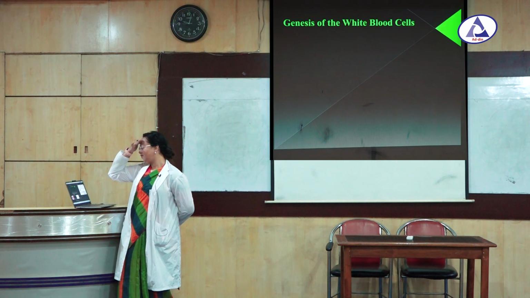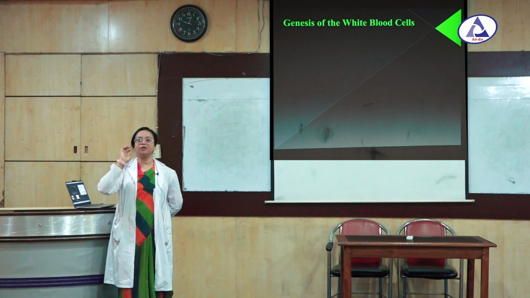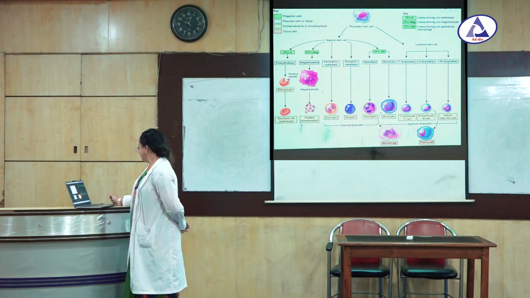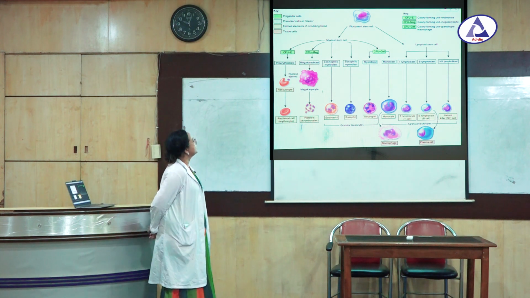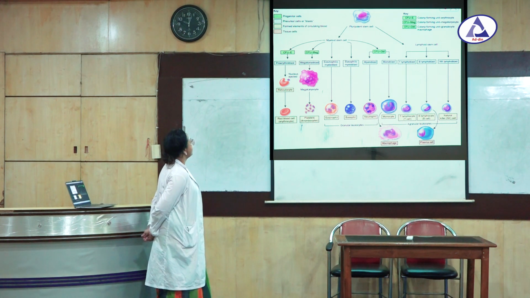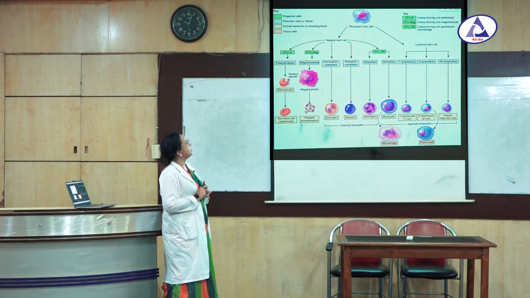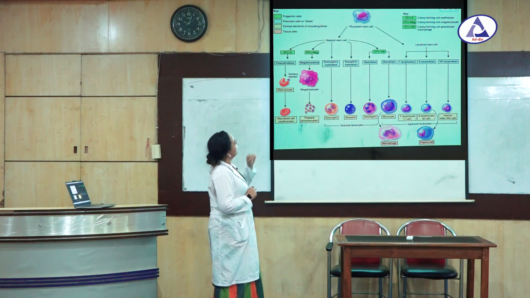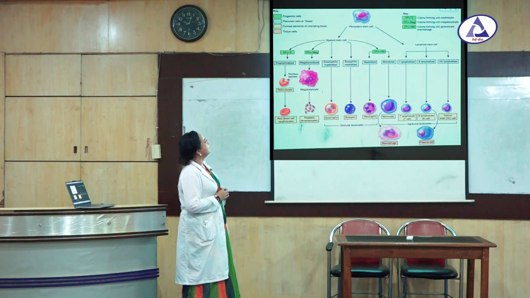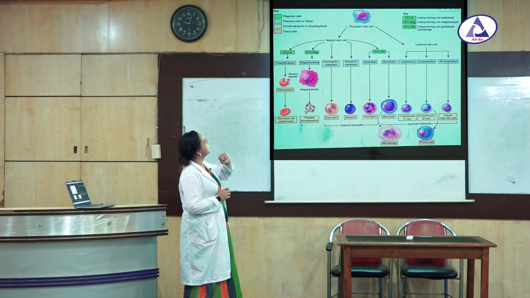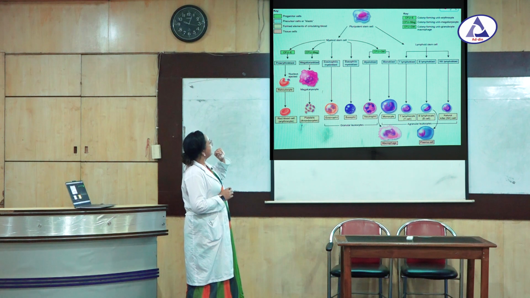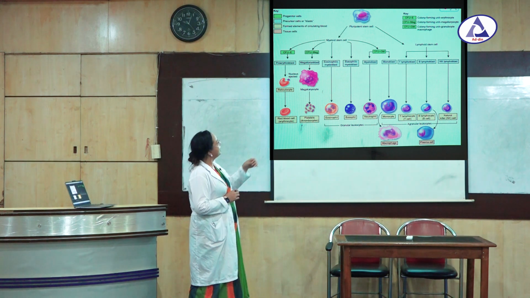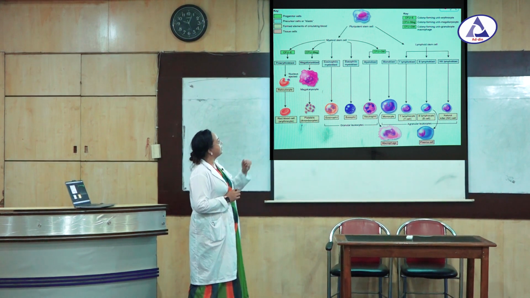So what is the genesis of white blood cell? I mean, how white blood cells develop from the bone marrow and other cells. See in this picture, this is the genesis of all types of blood cells, I mean the red blood cell, white blood cell and the platelet. We will only focus on the WBCs. See, there is the pluripotent hematopoietic stem cell. From the stem cell come the myeloid stem cell and lymphoid stem cell. From the myeloid stem cell come the eosinophil, basophil and neutrophil. And from the lymphoid stem cell, lymphocyte and monocyte come.